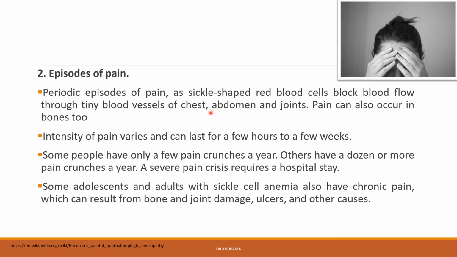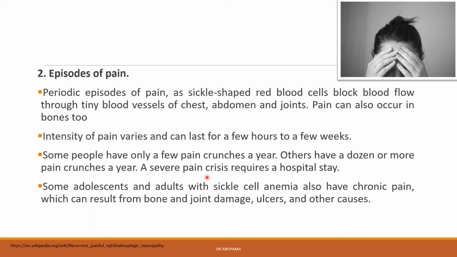Periodic episodes of pain is seen as sickle shaped RBCs block blood flow through tiny blood vessels of chest, abdomen, joints. Pain can also occur in bones too. The intensity of the pain varies and it can last from a few hours to even a few weeks. Some people have only a few pain crises a year. Others have dozens or more pain crises per year. A severe pain crisis requires a hospital stay.